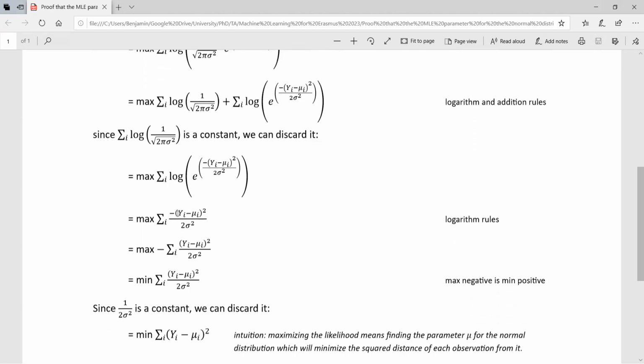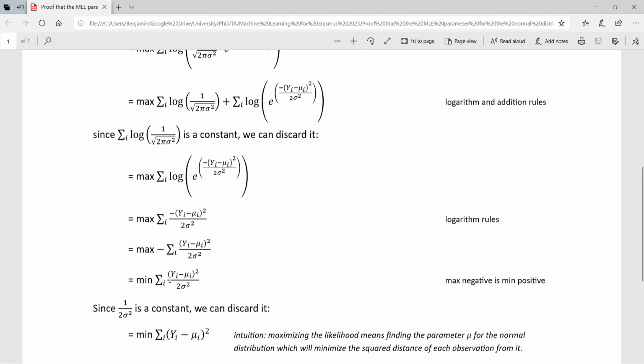And we can take the negative sign and put it outside the sum because of the addition rules. So we want to find the maximum of negative the sum of all the y's minus our mu's squared divided by 2 sigma squared, or 2 variance. Okay. And then we know that maximizing a negative is the same as minimizing the positive. Okay, so this is what we get.